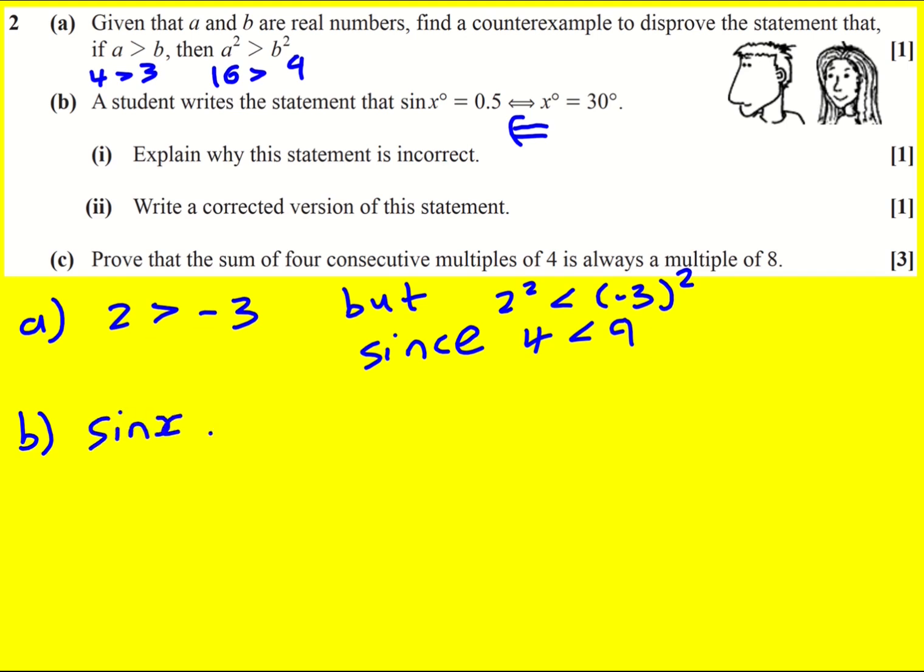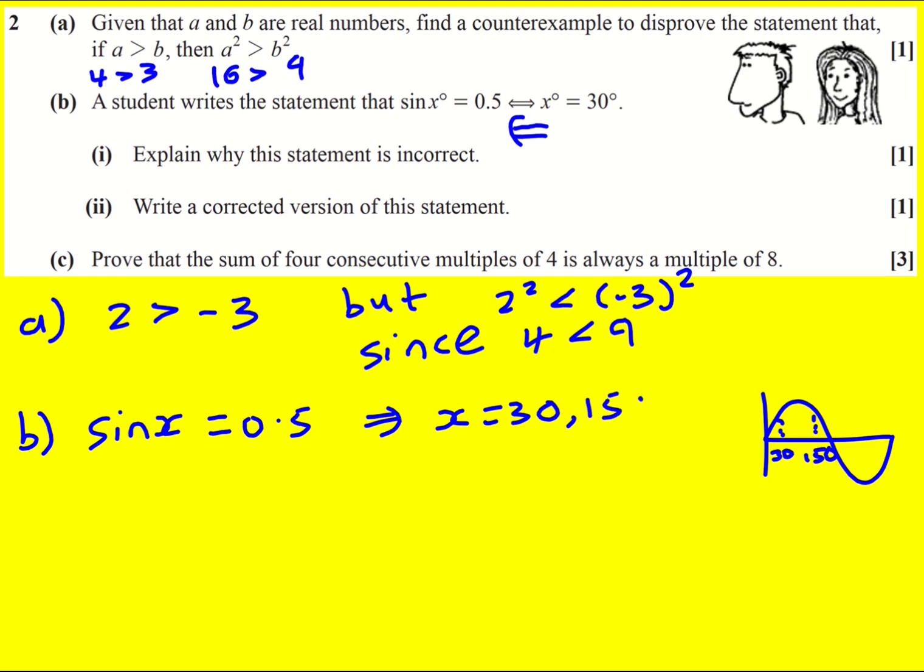It's not strictly true, because if sine x is 0.5, then it implies that x is equal to 30, but some other things as well. Because here's the graph of sine x, there's 30, but another solution is 150, 180 minus 30. You could also add on 360 to get 390. So not just 30.